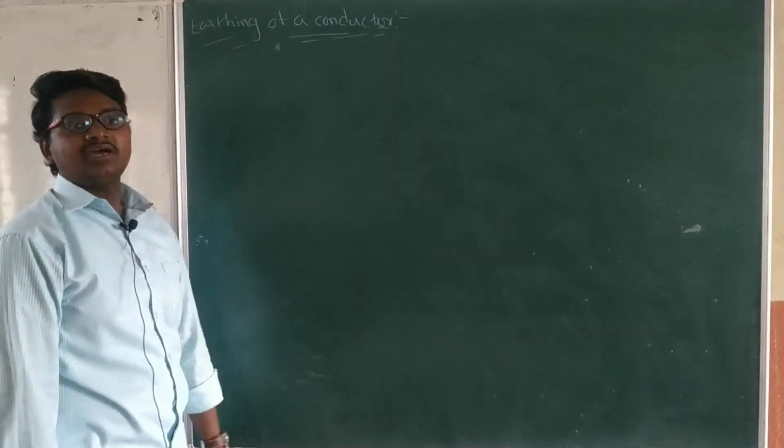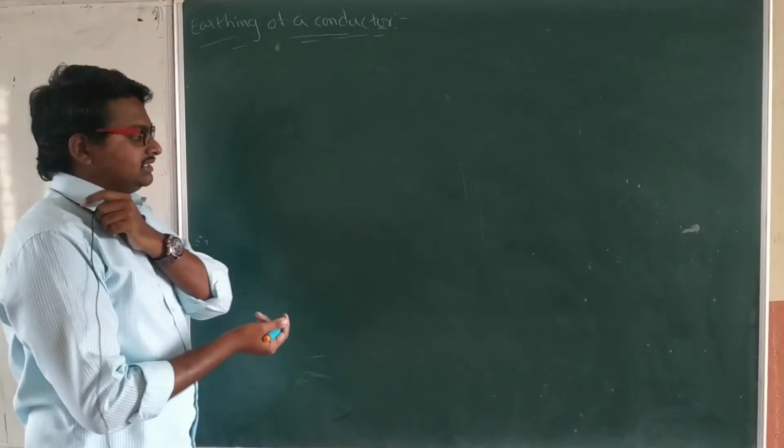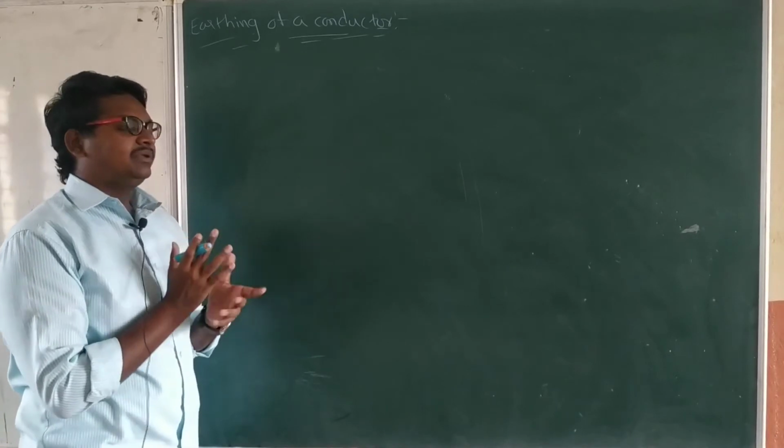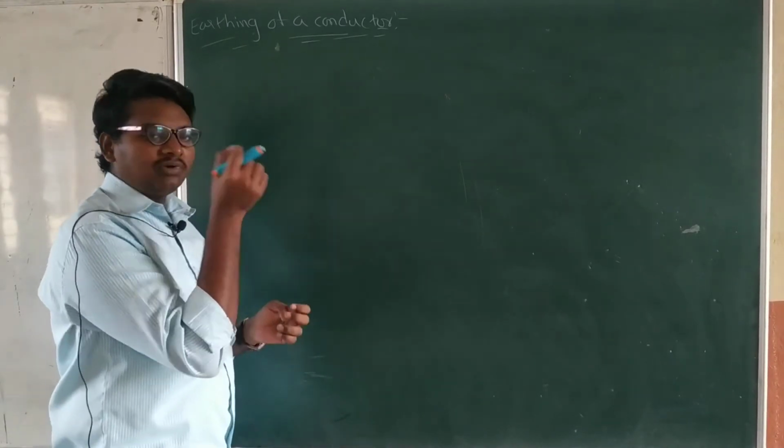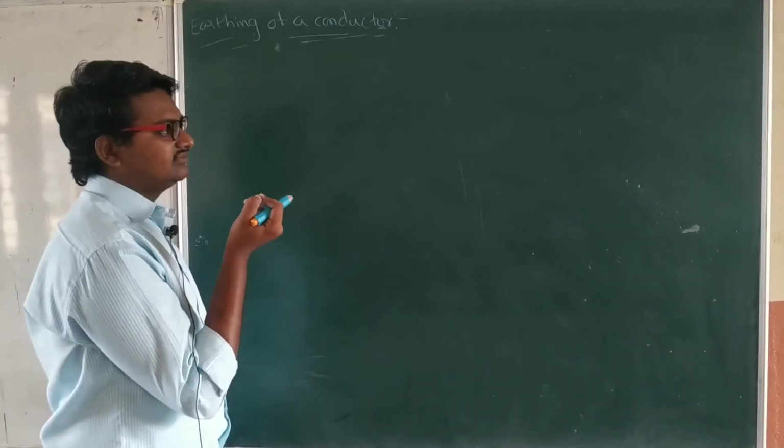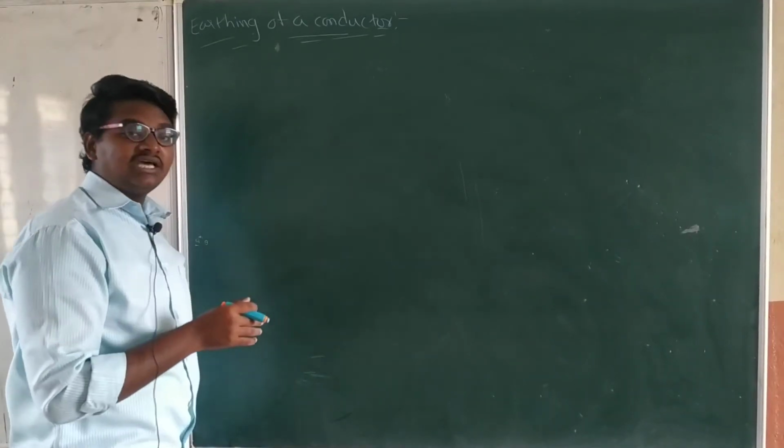Okay, now let's discuss another small topic, earthing of a conductor. What is meant by earthing of a conductor? We know the earth is a big massive body. Being massive, it is a charged body also, but the charge is comparatively very small, which is negligible. For 1 square meter we observe only 1 nanocoulomb of charge, which is very little. That's why we consider the charge of the earth to be completely zero.